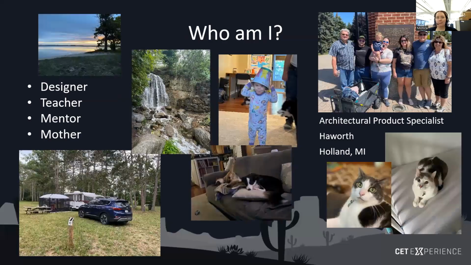And just a little bit about me. Who am I? I am an architectural product specialist and I work at Haworth, located in Holland, Michigan. I've held a couple different roles over the past few years: designer, teacher, mentor, mother, especially. As you can see, I have a pretty busy life here. I've got a toddler who is about to turn 2, and I've got 4 pets. They also keep me very busy. We like to spend time outdoors and traveling and camping. And yeah, that's just a little bit about me and my background.